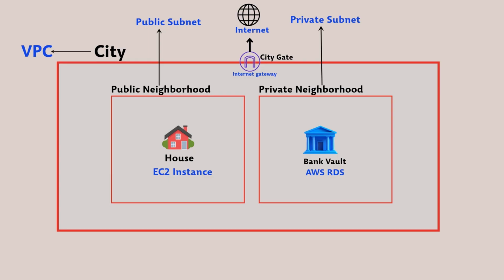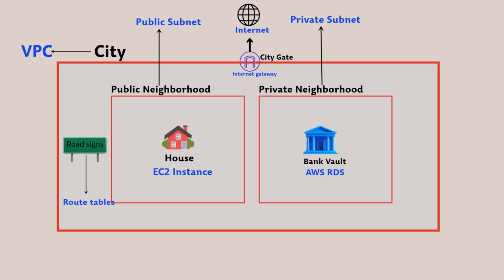Okay, so let's come to the route tables. Route tables can be considered as road signs. Vehicles use road signs, which give us the direction of where to go. Similarly, in AWS networking, a route table is a set of routing rules that determines where network traffic from a subnet or gateway should be directed.